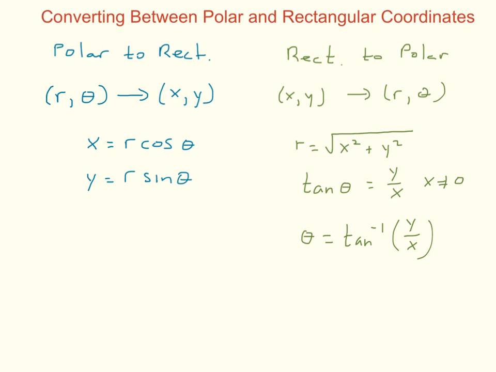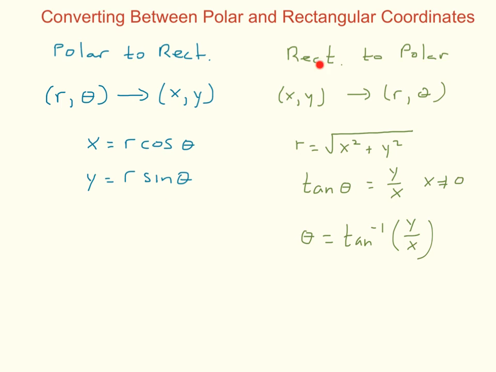Now, one of the things you're going to be asked to do is convert between polar and rectangular coordinates. To go from polar to rectangular, where I'm given r, theta, I'm going to convert to x and y. Really all I have to do is, I know x is going to be equal to r cosine theta and y equals r sine theta.